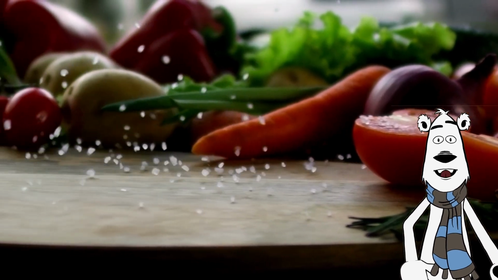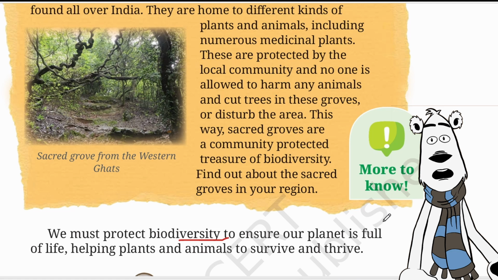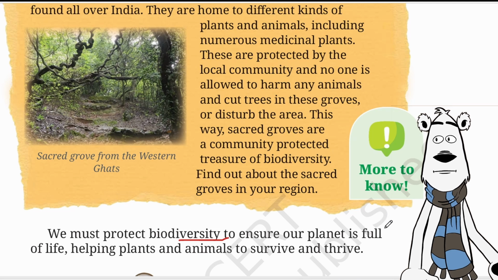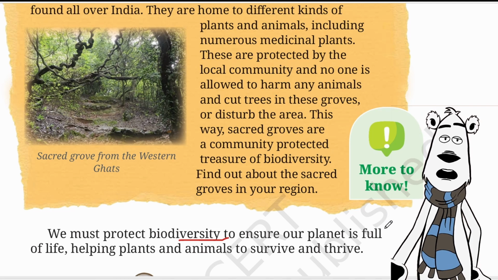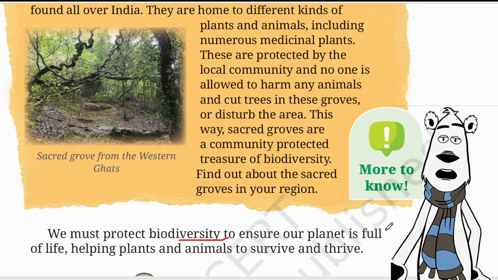Take the food we eat, for example. It all comes from biodiversity, right? Right. From the crops we grow to the fish we catch. We depend on this variety of life for our survival. It's not just about food. Biodiversity gives us clean air, clean water. It helps regulate the climate. It even inspires new medicines and technologies.